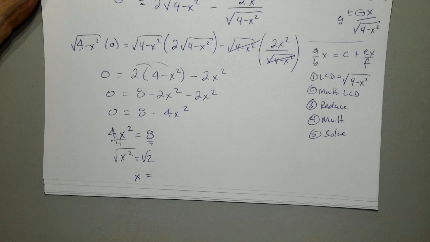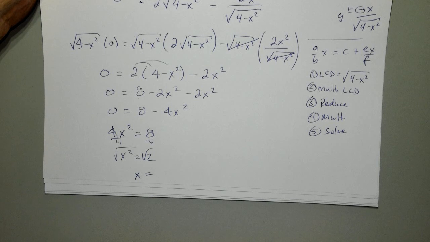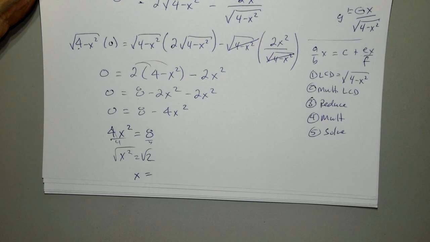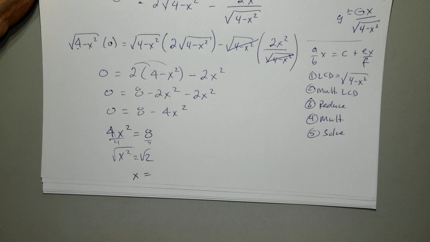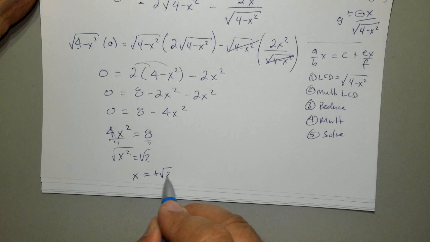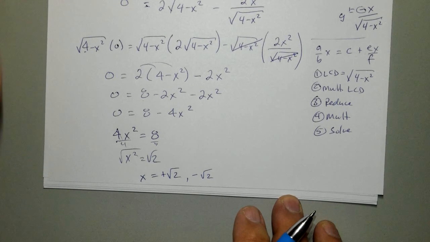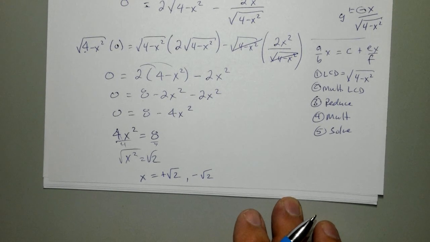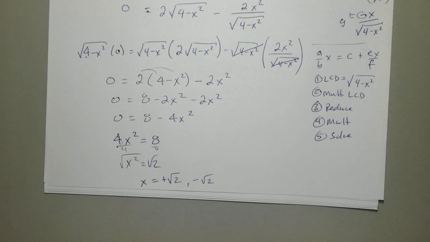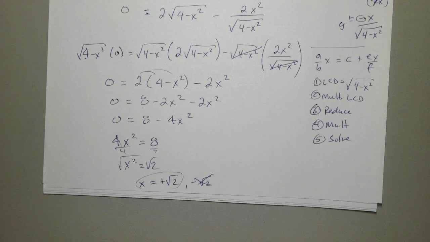So what does x equal? Plus or minus square root of 2. So plus radical 2 and minus radical 2. But which one can we not use? Yeah, we can't use a negative because you can't have a negative length. So our x value is positive radical 2.